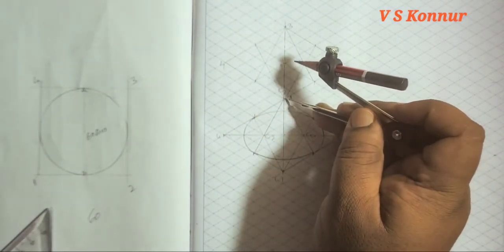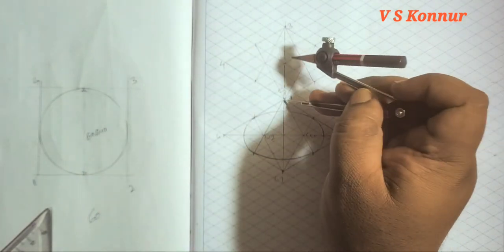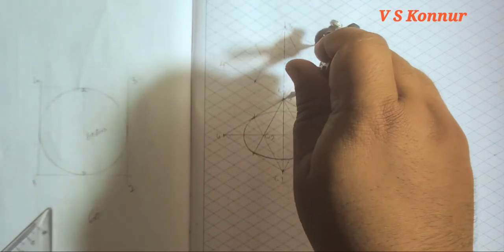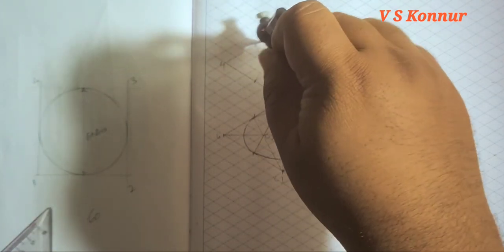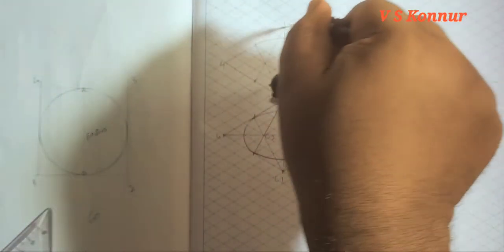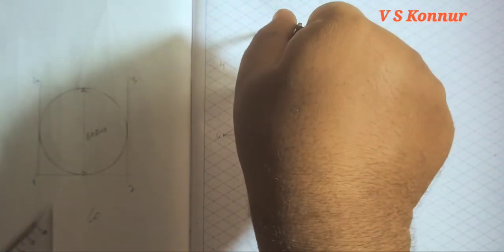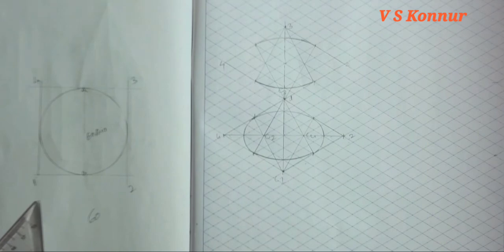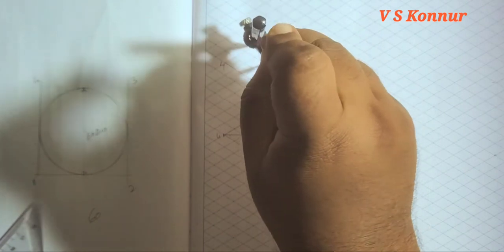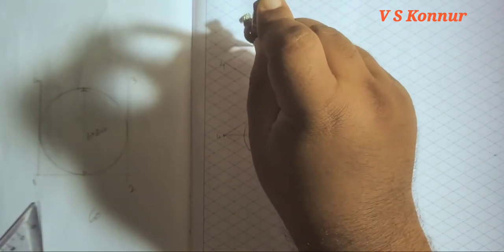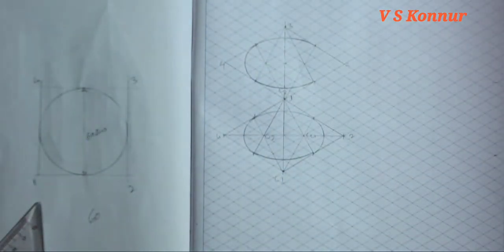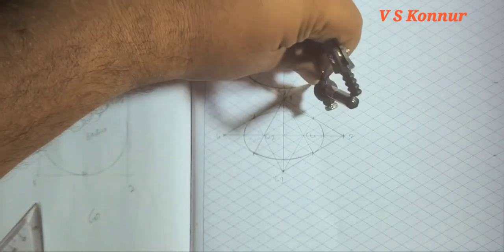Next, 1 as center here. From 1, we'll take this as radius, or you can take this as radius. We'll draw the arc, so both will intersect here. And then 3 as center, again you have to draw the arc the same way. And then this as center, once again you have to draw the arc. And then this as center, once again you have to draw the arc.